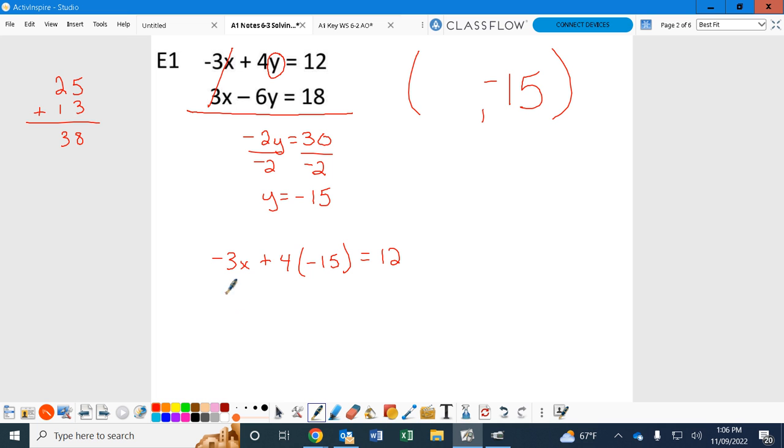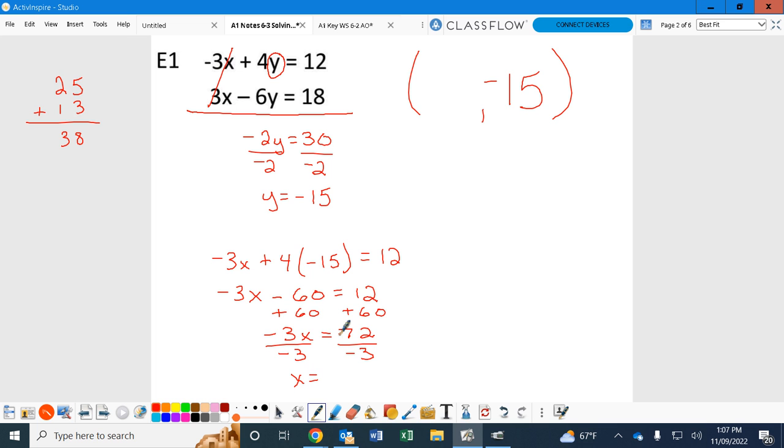That's going to make it negative 3x. Guys, a positive 4 times a negative 15 is going to give you a negative 60. Good. Negative 60. Then add 60 to both sides. It's going to give you negative 3x is equal to 72. We're going to divide both sides by negative 3.